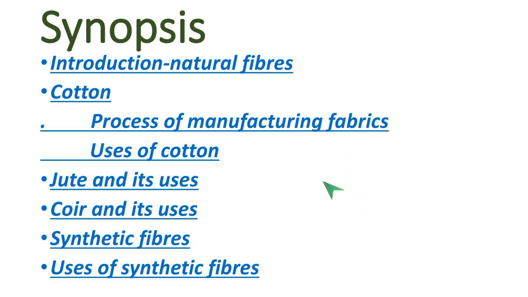Today, we are going to see about natural fibers, that is mainly about three plant fibers: cotton, the process of manufacturing fabrics from cotton and its uses, jute and its uses, coir and its uses, synthetic fiber and uses of synthetic fibers.